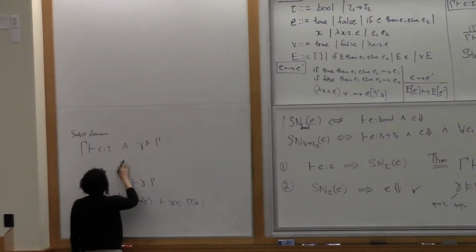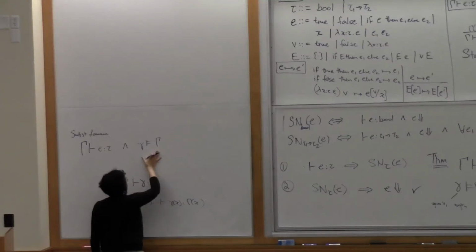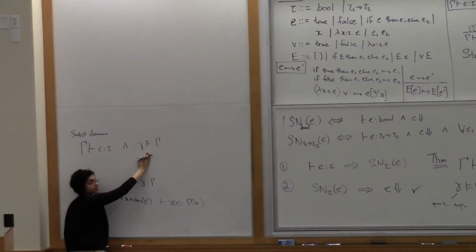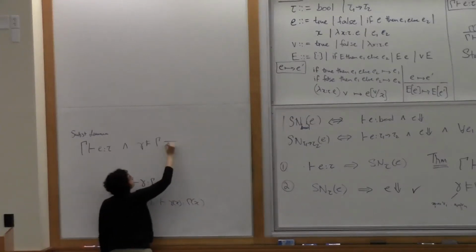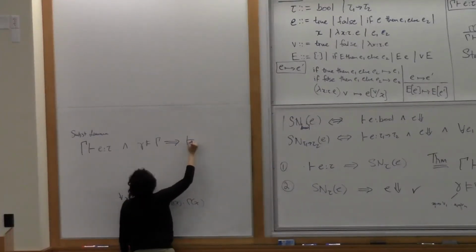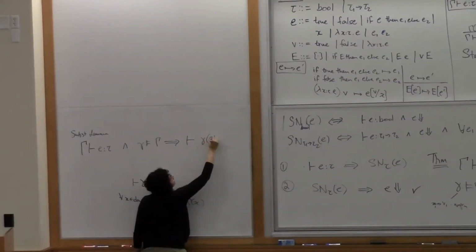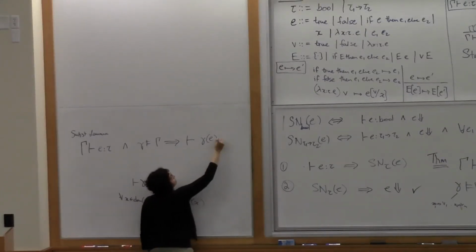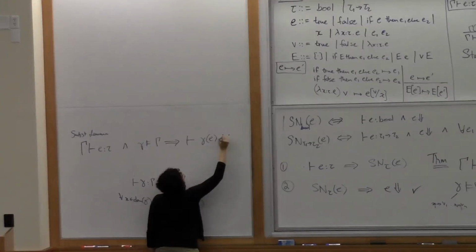Okay, so the substitution lemma that I'm interested in: I want to say that if I have a term and I'm given a substitution gamma that satisfies that, then it will always be the case that the closed term that I get by applying my substitution to E is going to have the type tau.